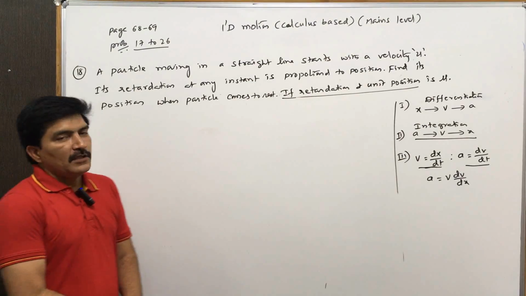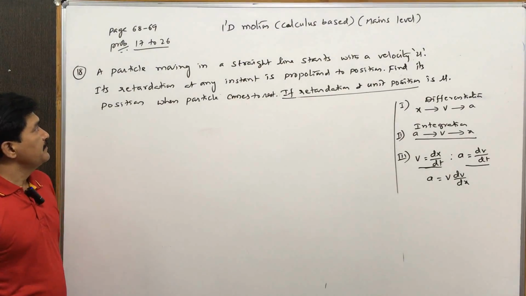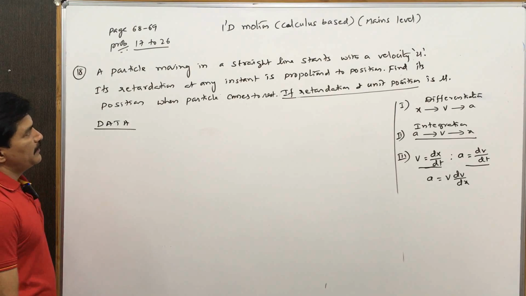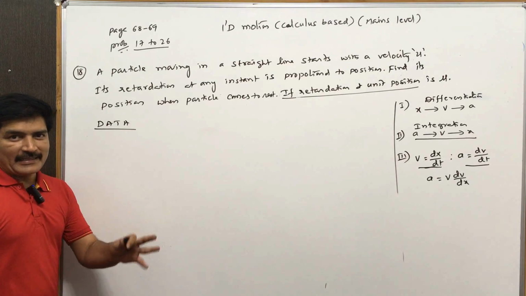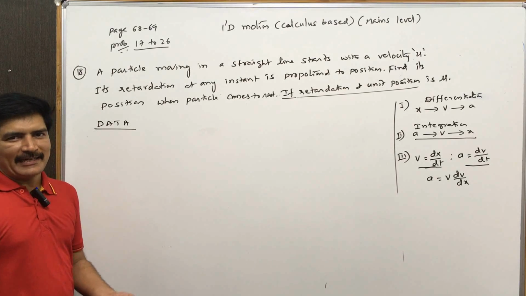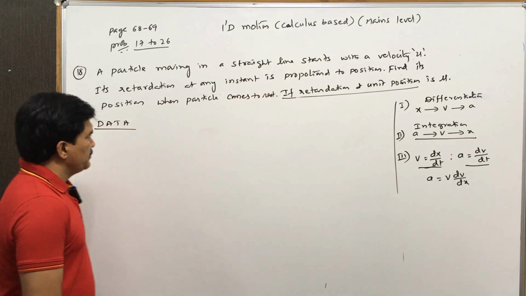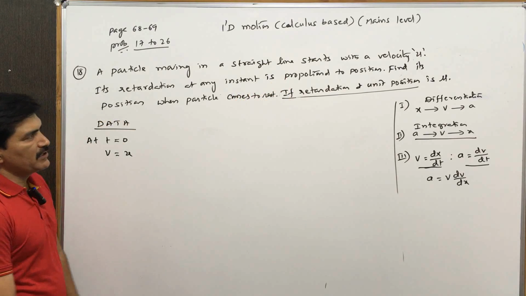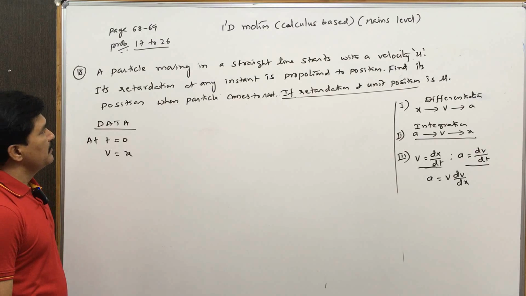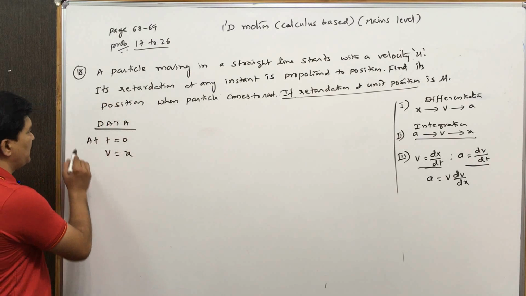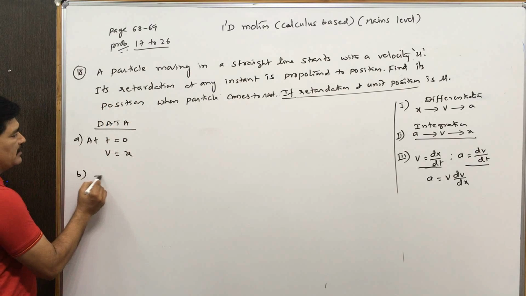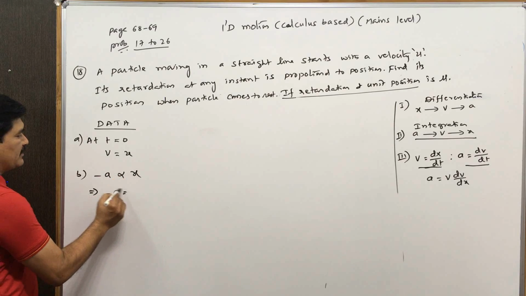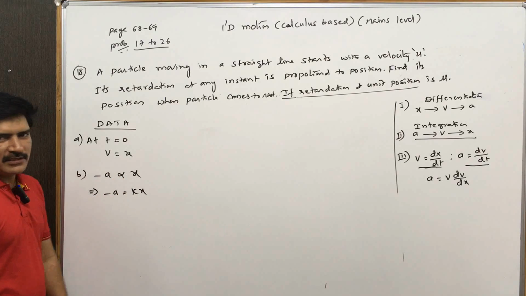Now, look at problem number 18. What is the given data if you observe? The particle is moving in a straight line, assume that it is moving along the x-axis, thereby I can represent its position by the letter x. It starts with a velocity u, means at t equal to 0, velocity is u, that is the initial velocity. Its retardation at any instant is proportional to position, means minus a is proportional to position x, indicating minus a can be written as some proportionality constant into x.